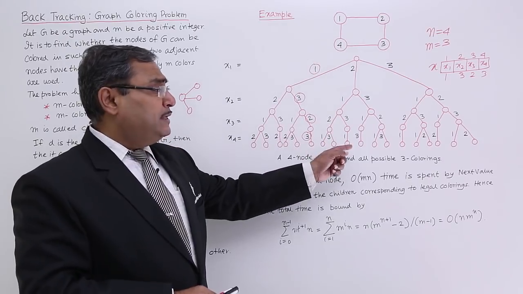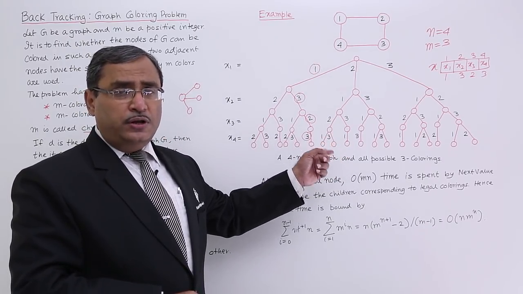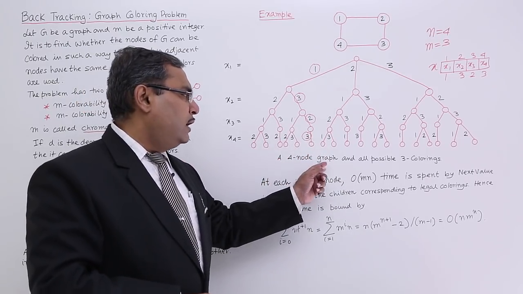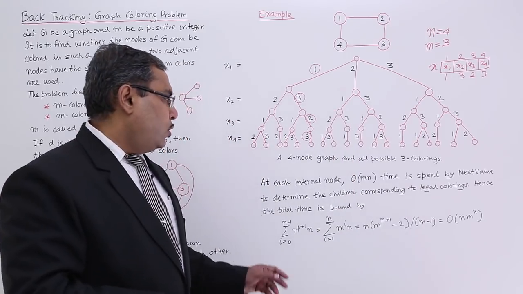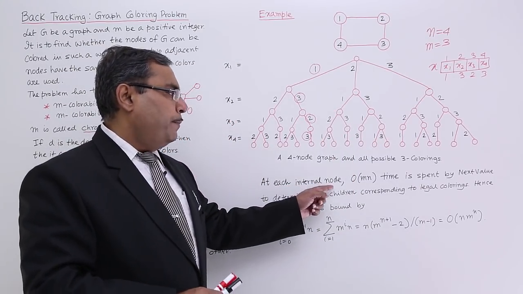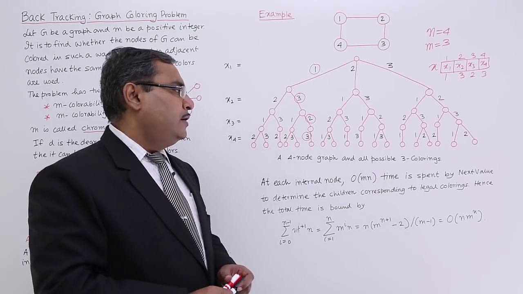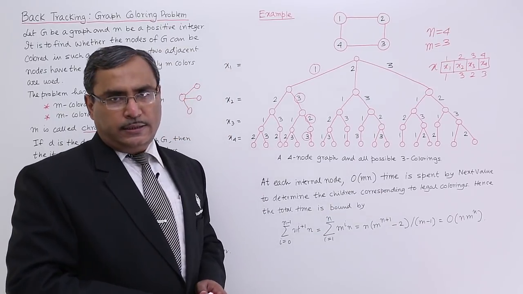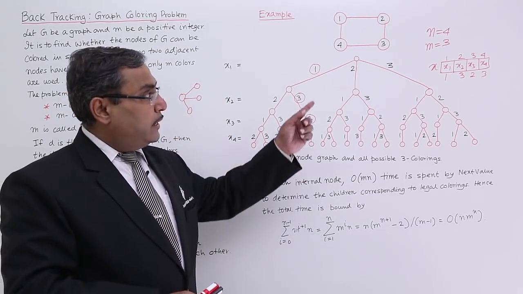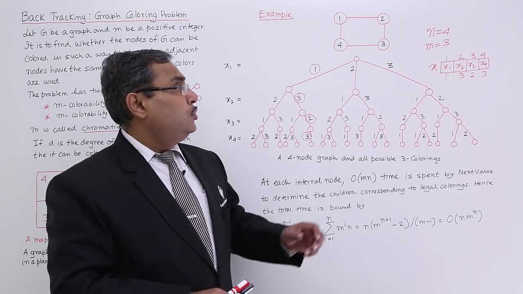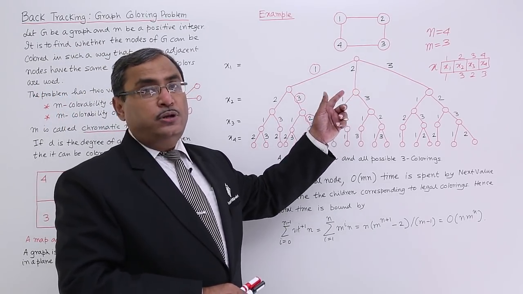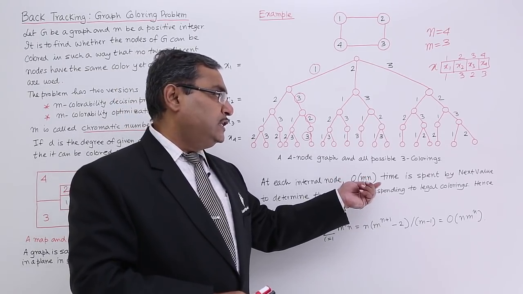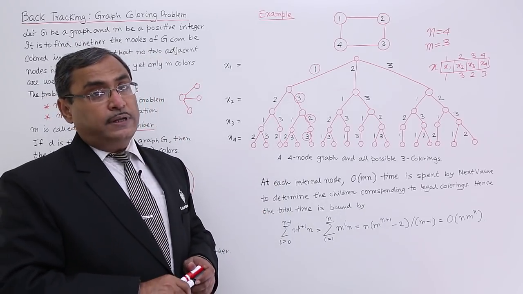Out of these 18 solutions, you can find that 12 solutions have used all the 3 colors. A 4-node graph and all possible 3 colorings. Okay. At each internal node, big O of mn time is spent by next value to determine the children corresponding to legal colorings. So here m is the chromatic number, I told you this, and n is the number of nodes. So for each and every node, big O of mn will be the time complexity spent to calculate the color for a certain node.